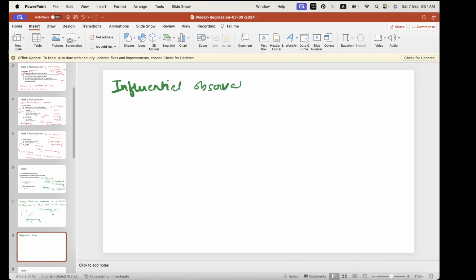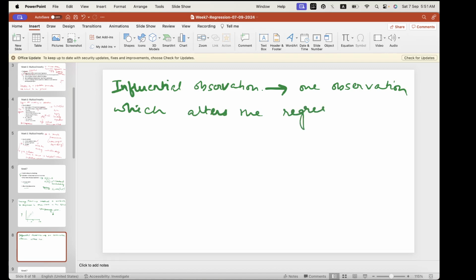Influential observation. Now, an influential observation is one observation which alters the regression line. It could have unusual x and y values.